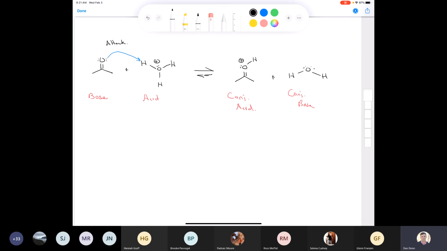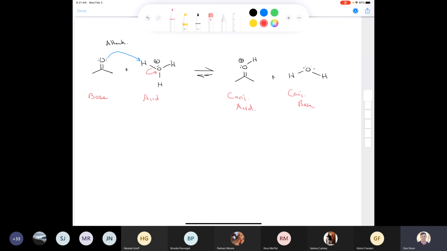And look at the oxygen in water. Or sorry, look at the oxygen in hydronium. It's only got one lone pair, but over here, it's got two lone pairs. So where's that extra pair of electrons coming from? It's coming from the bond that's being broken like that.